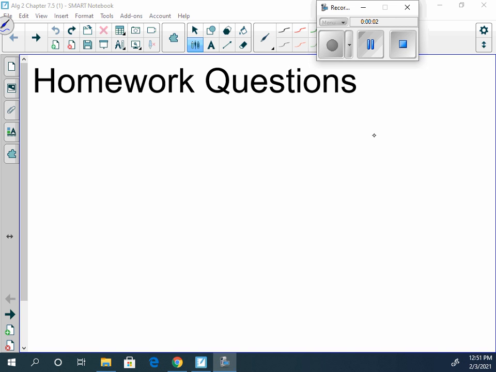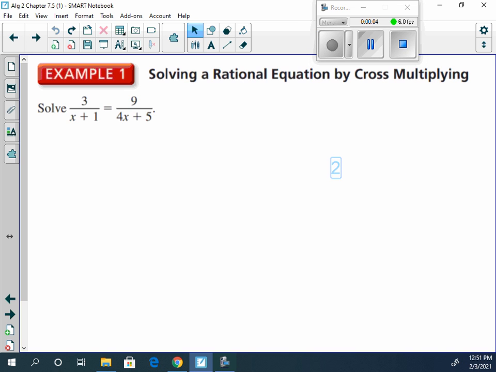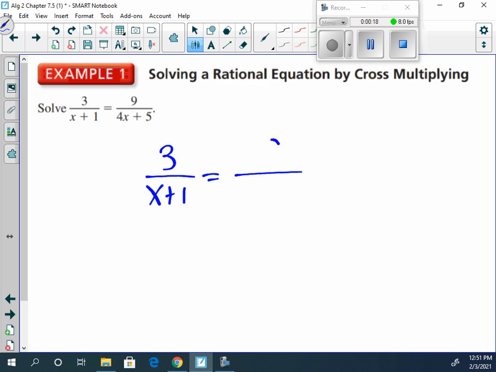What we're covering today, tomorrow, and probably Friday is solving. We're going to be solving rational equations. Now, the first ones that we're going to solve here are these here: 3 over x plus 1 is equal to 9 over 4x plus 5.